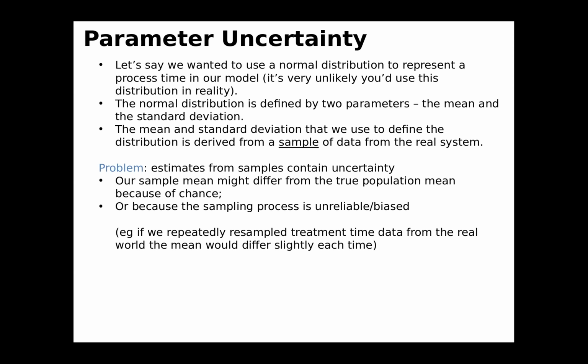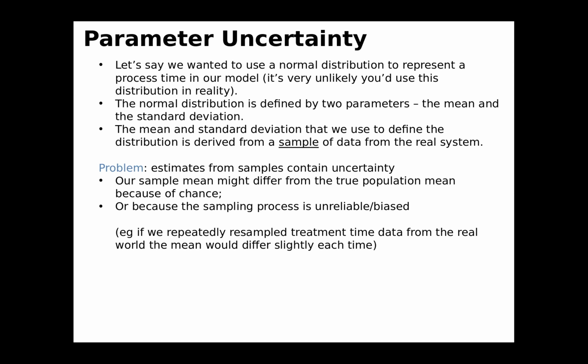So a normal distribution is basically defined by two parameters, the mean and the standard deviation. So where the middle of it sits and the spread of it. And the mean and standard deviation that we use to define the distribution in our model will essentially be derived from a sample of data from the real world system. We cannot possibly know all of the patients that have ever come into and will ever go into that system.